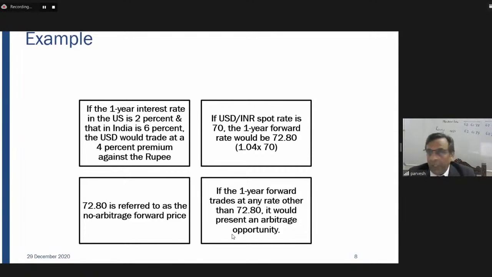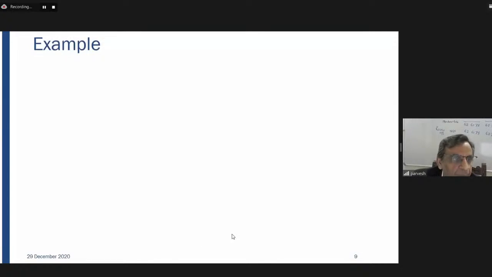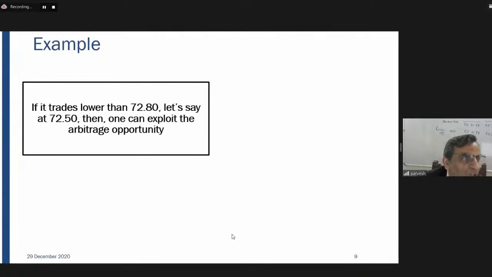So now let's understand what this arbitrage is, how an arbitrageur makes money. If the rate is not equal to 72.80, if it is something else, then arbitrage will enter into the arena. Let's say it trades lower than 72.80, at 72.50. Then one can exploit the arbitrage opportunity. That means the rupee has not depreciated to the extent of 4%, it has depreciated less than 4%. Okay, the first box which I showed you.